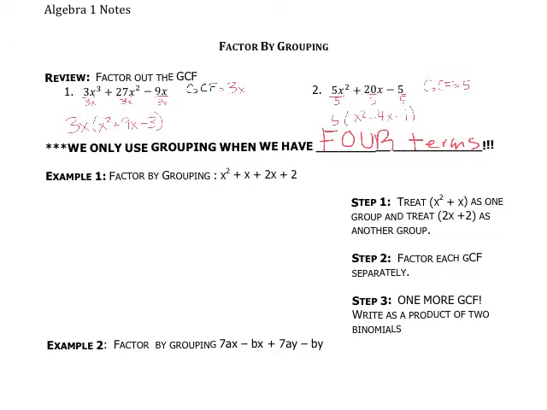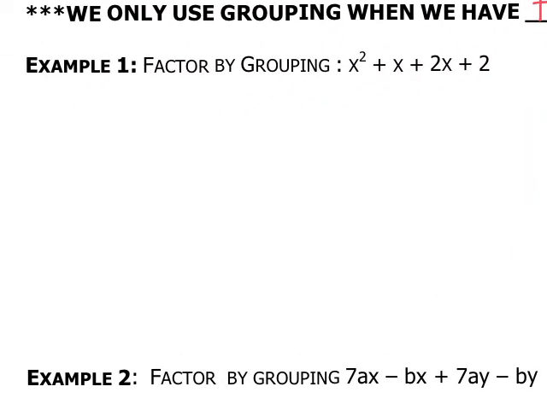So when do we use grouping? When you have 4 terms. Be specific, 4 terms. All right, so we see 4 terms on example 1, grouping. I group them into chunks of 2. So group the first 2 together and group the last 2 together. Okay, I'm going to do this problem a little bit differently than we'll do the rest of them, just so we can break it up.